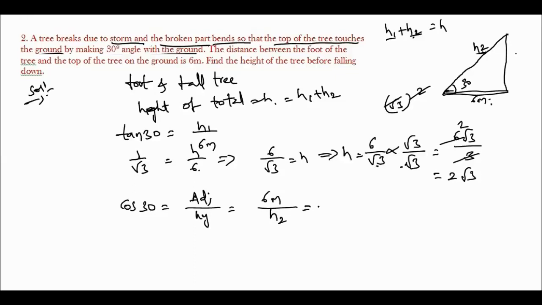Here, the value of cos 30 is root 3 by 2, which is equal to 6 meters divided by h2. 6 meters divided by h2. So 6 will come here. So what will we do?